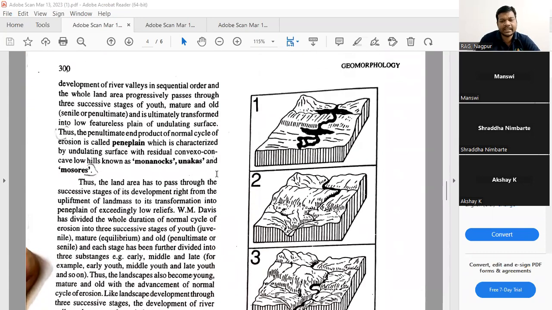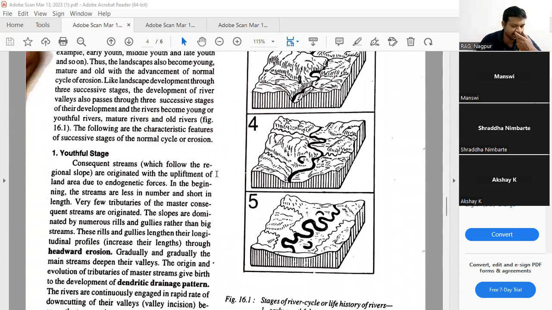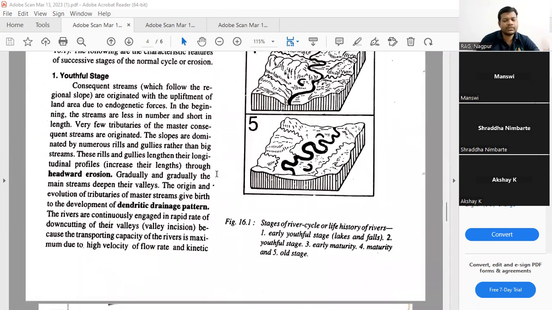So in this diagram, these stages are given like this. Let us see the details of these stages. The first one is the youth stage. The first stage is the youth stage.